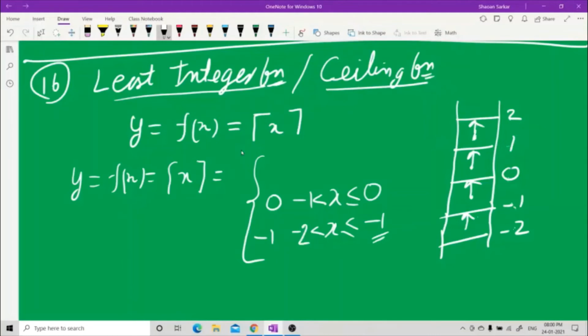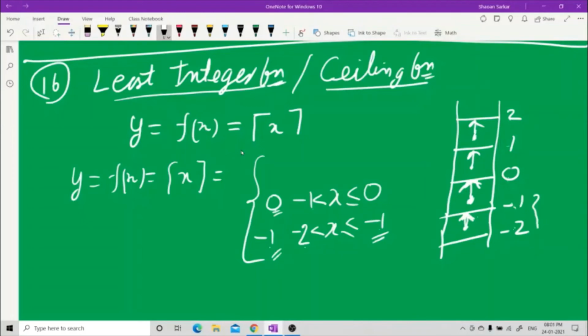Let me repeat it in English. Between -1 and 0 it will give you 0. Between -2 and -1 it will give you -1. See, between 0 and -1, between this it will always go to 0. So this has come. Now between -1 and -2, it will go to -1.